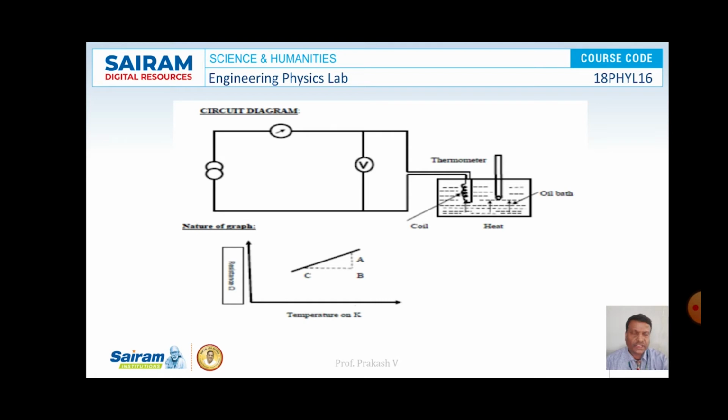And here is a graph showing resistance of copper coil versus temperature. When we plot a graph, a straight line will come and the slope is nothing but AB by BC, that is nothing but dR by dT. So this is what we are going to use while calculating the Fermi energy of copper.